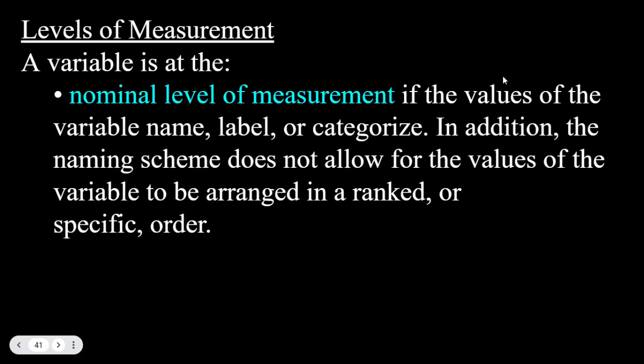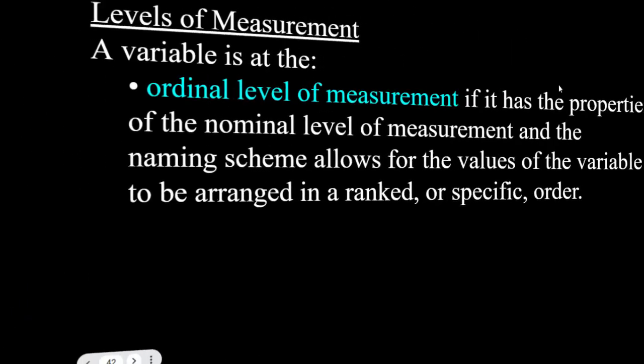In addition, the naming scheme does not allow for the values of the variable to be arranged in a ranked or a specific order. So there's no intrinsic ordering that would go with it. We're going to see some examples later on where they do have names and there is an order that's automatically assumed. But when you think about colors, for instance, you might have blue, red, green, and yellow. There's no this one's better than that one, or this one's a higher ranking than that one. They're just colors. So there's no ranking in the nominal level of measurement.